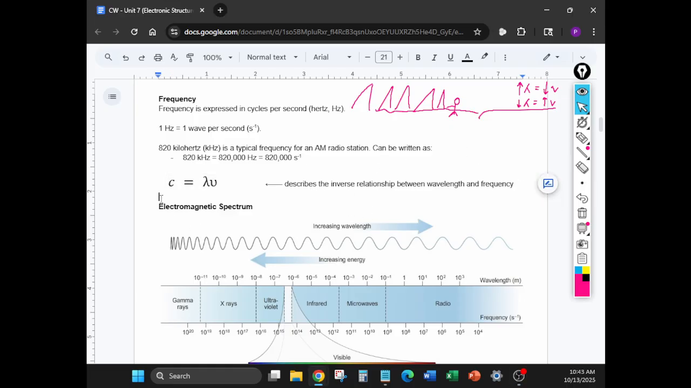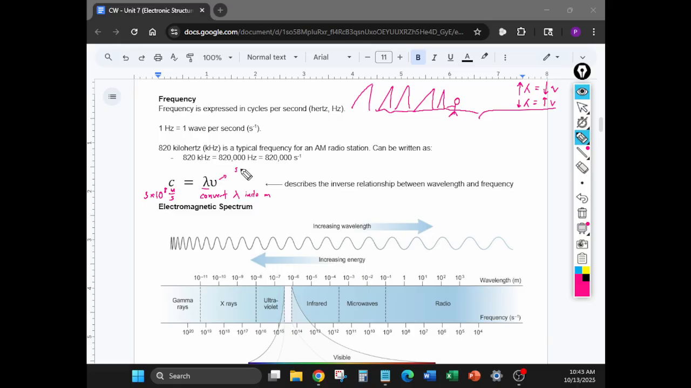One other thing I do want to mention is that if you remember, C is 3 times 10 to the 8 meters per second. Wavelength, we measure in nanometers, micrometers, and whatnot. So you're going to have to convert wavelength to meters if you want to cancel that out. So make a quick note about that: make sure you convert your wavelength into meters. And then your frequency, we usually measure it in terms of seconds to the power of -1, and so that's totally fine. You're not going to measure it in different units.